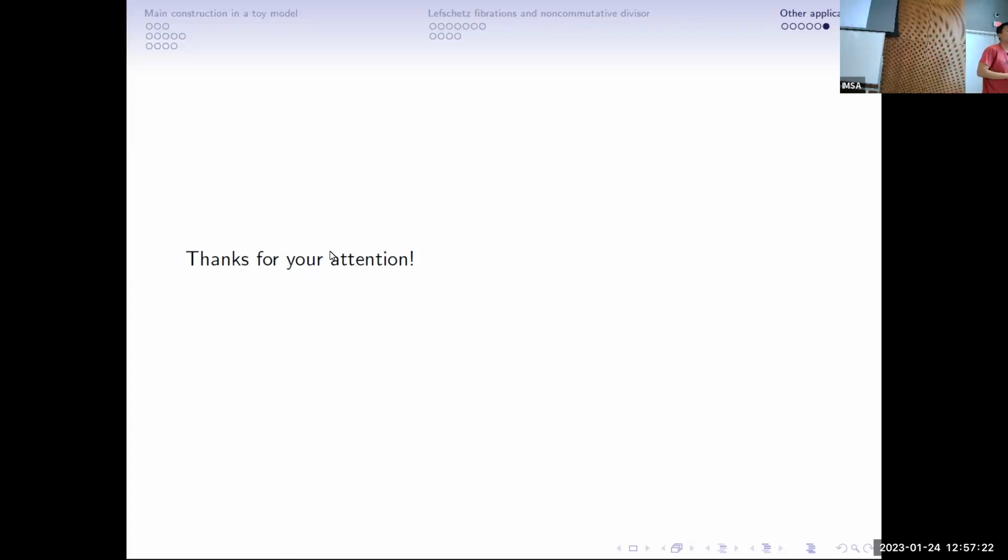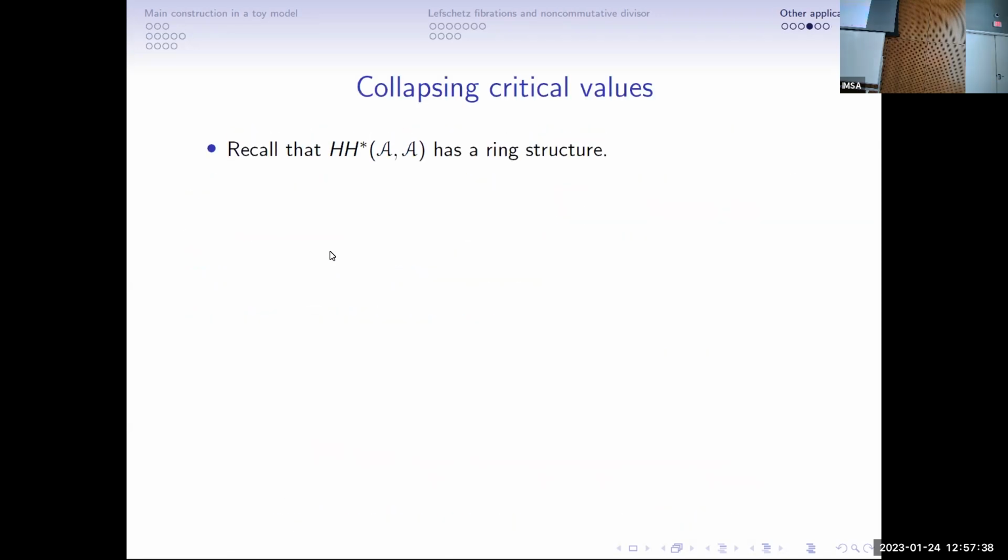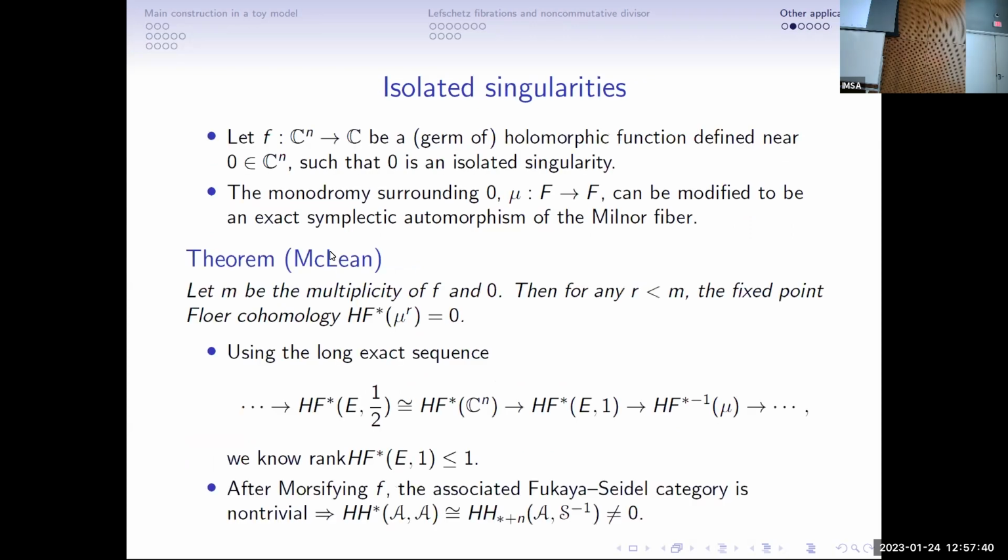Question? Could you please go back to the page titled Isolated Singularities? I could. Is that all of your question? Yeah. So, okay.